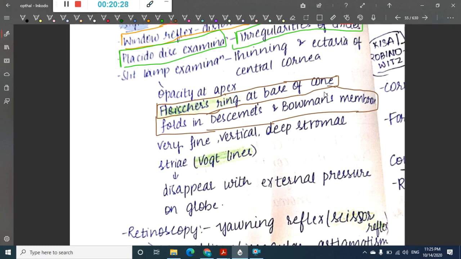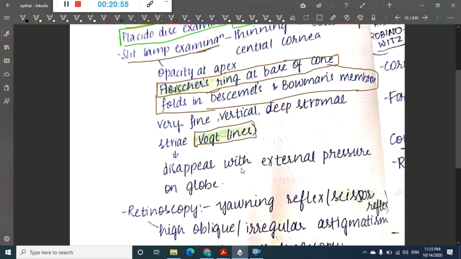So with the help of slit lamp examination, there is Fleischer ring which occurs at the base of the cone, and this also causes folds in the Descemet's membrane and Bowman's capsule. Here in slit lamp examination, very fine vertical deep stromal striae which are called Vogt's lines are also seen. All these will disappear on external pressure on the globe.